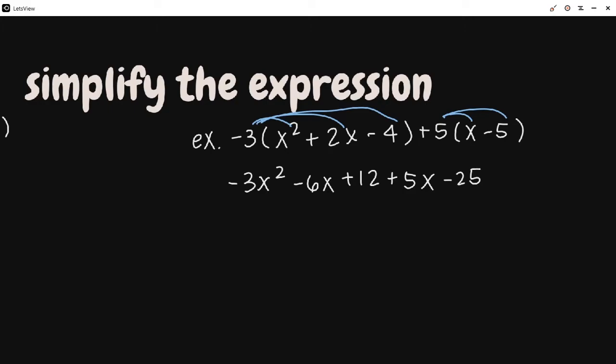So since we want to write this in standard form, we're going to start with the x squareds. So there's only negative 3x squared. And then we're going to move on to the x's. So negative 6x plus 5x is negative x. And 12 minus 25 is negative 13.